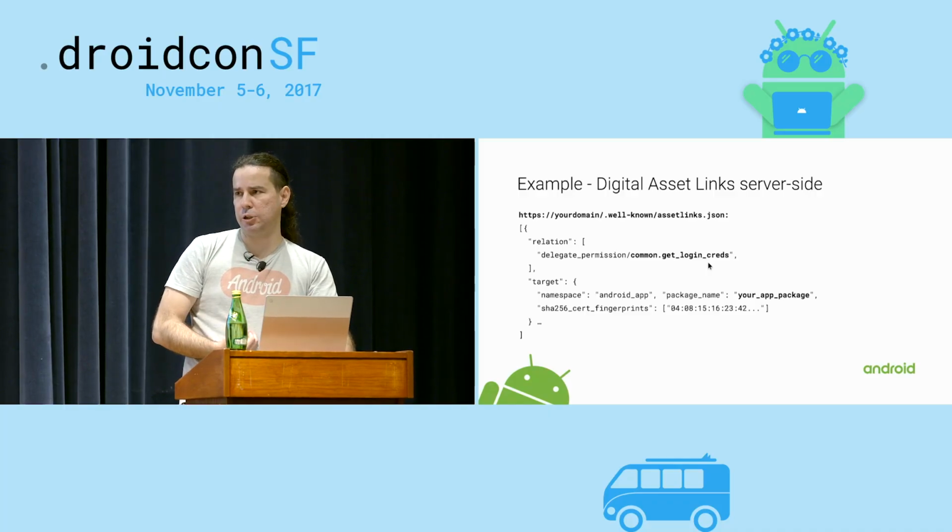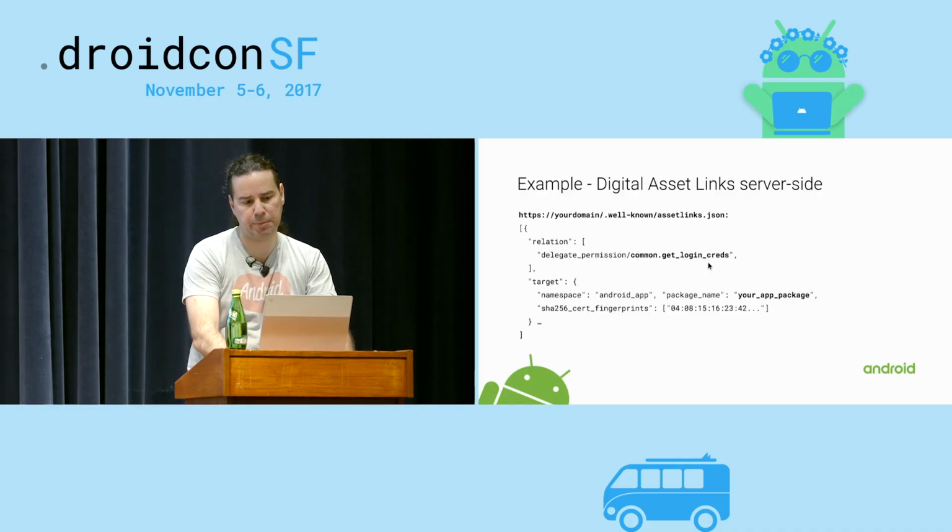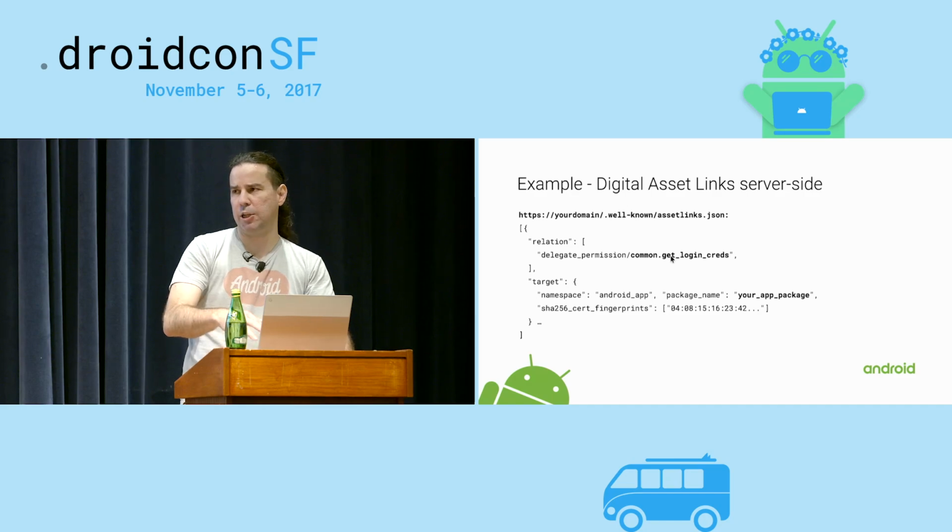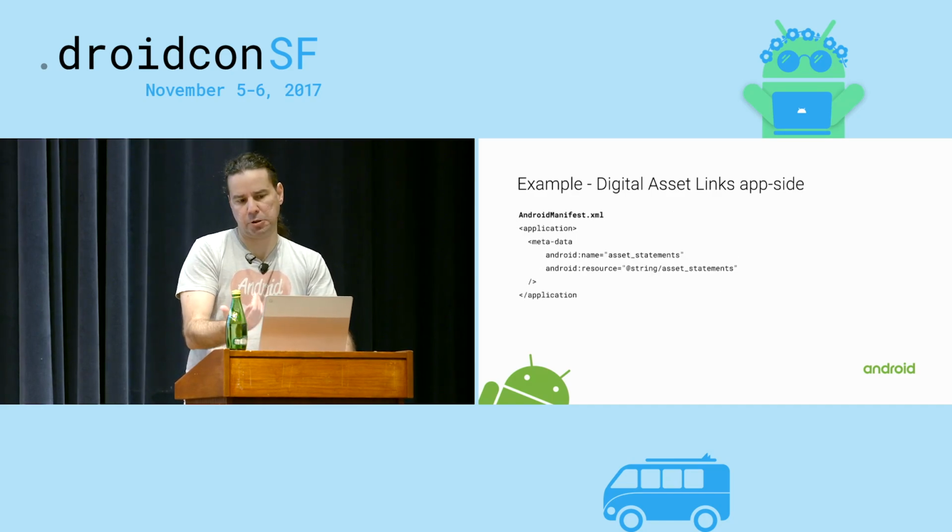If you've been using digital asset links for URL handling, the permissions is another one, a handle all URLs permission or something like that, but you can just add a new line. Then you also need to add a quick metadata on your manifest to make it work on your app itself.